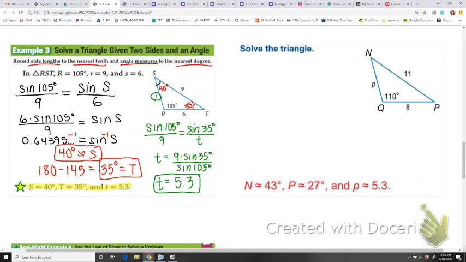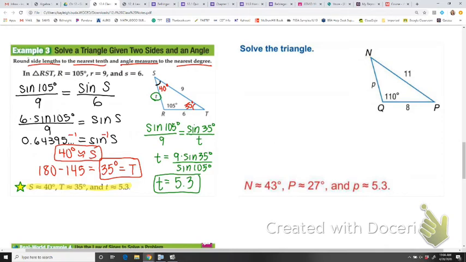Now, since you know two of those angles, 105 and 40, you can add those together, which is 145, and subtract that from 180 to get the third angle, which is 35 degrees. So I have those labeled there. The last part I need to find is side length, lowercase t.